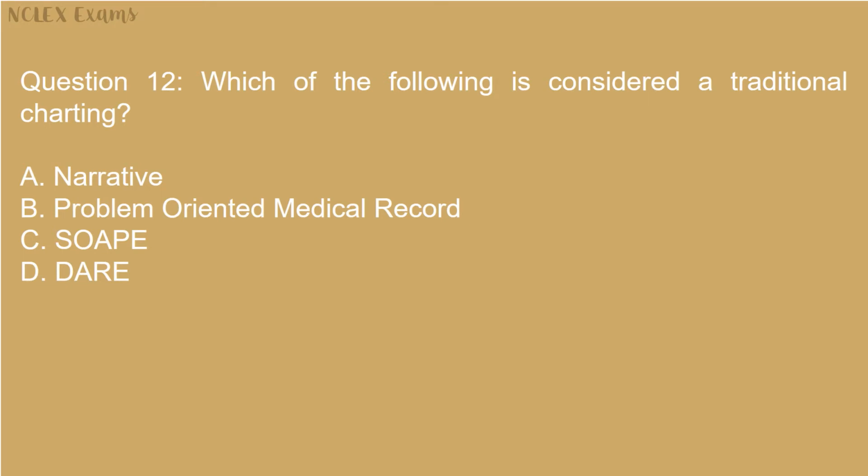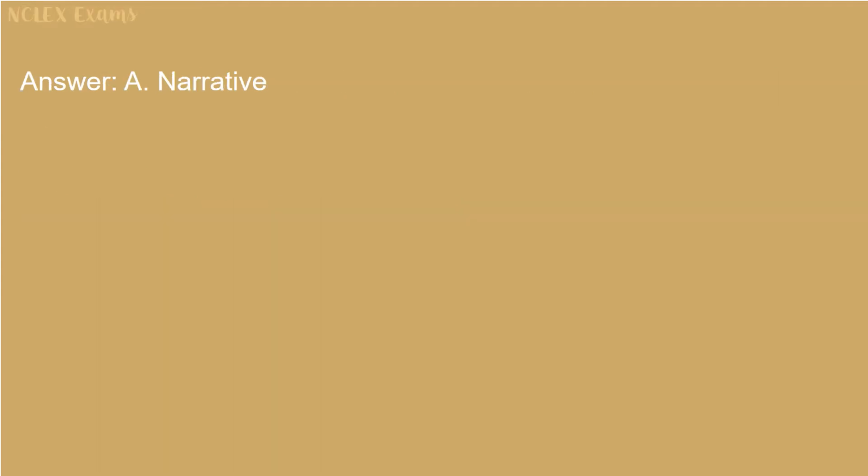Question 12. Which of the following is considered a traditional charting? A. Narrative. B. Problem-oriented medical record. C. SOAP. D. DARE. Answer: A. Narrative.